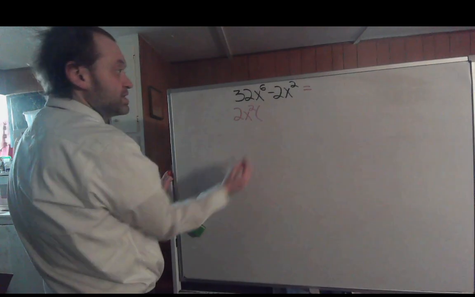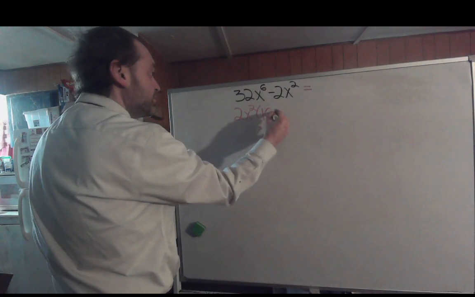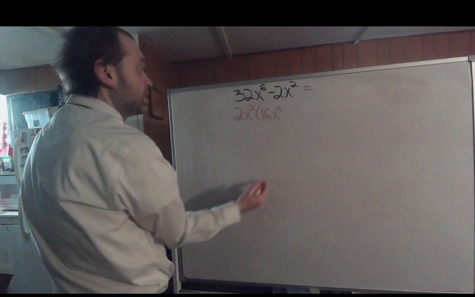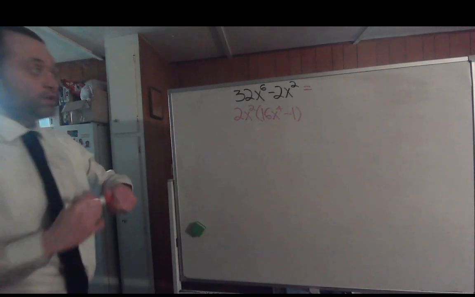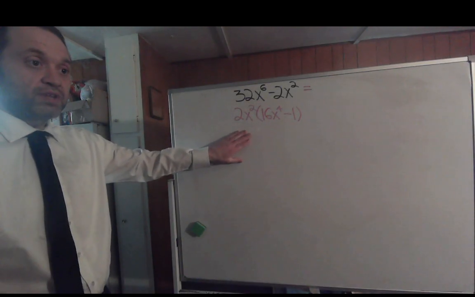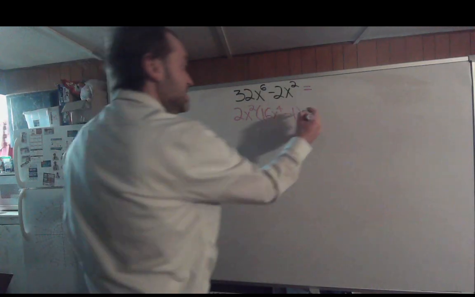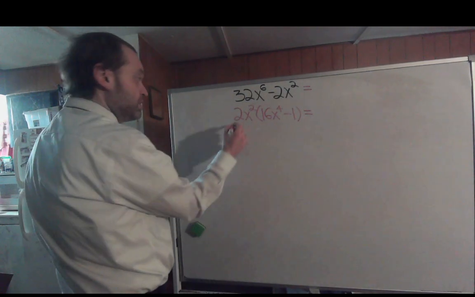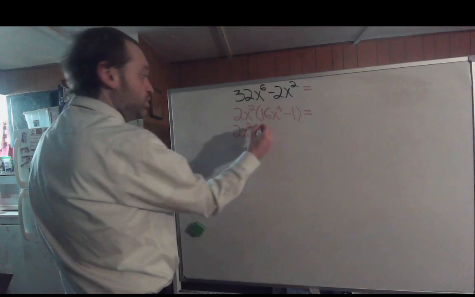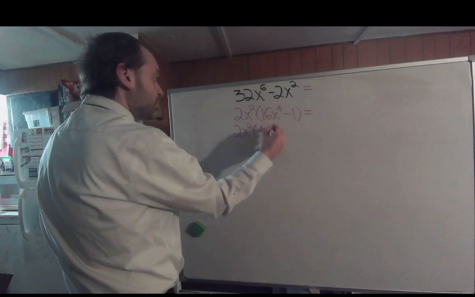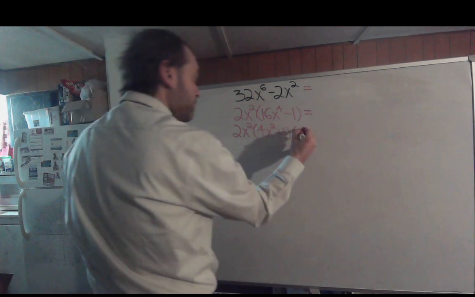So in your parentheses, you should end up then with 16x to the fourth, then that'd just be minus 1. Well, so now you have 2x squared outside the parentheses. In the parentheses, you have what looks like a difference of two squares. So let's factor that as such. You would end up getting 2x squared times the quantity of 4x squared plus 1 times the quantity of 4x squared minus 1.